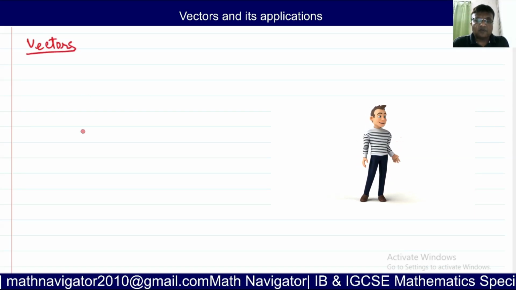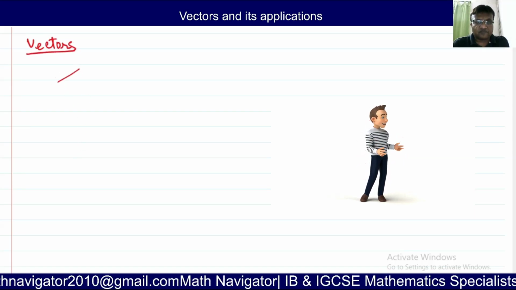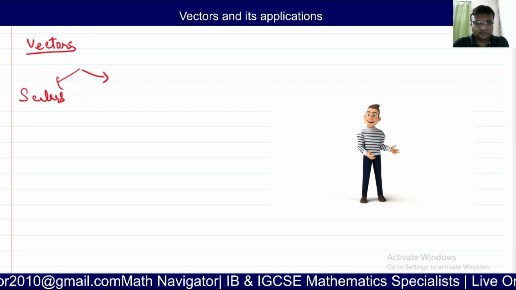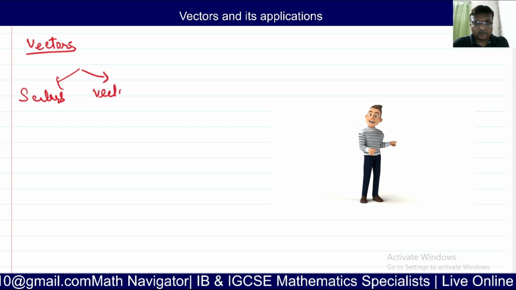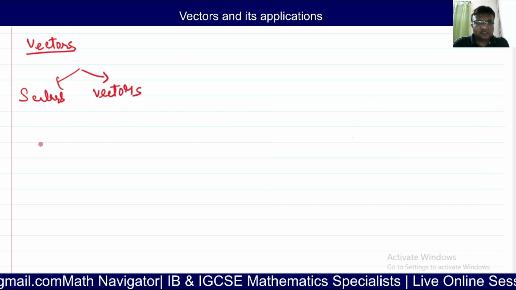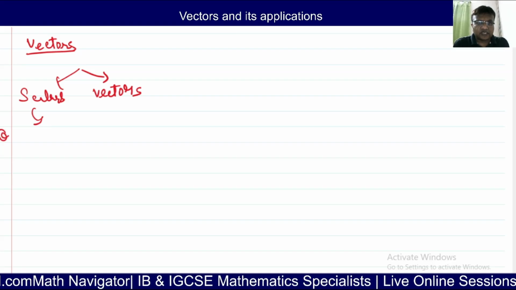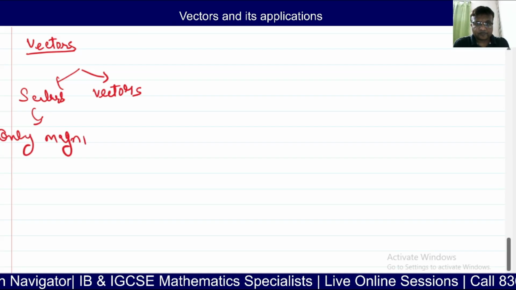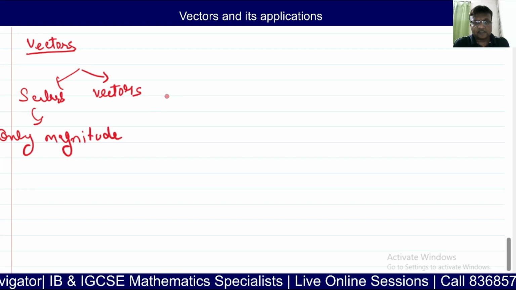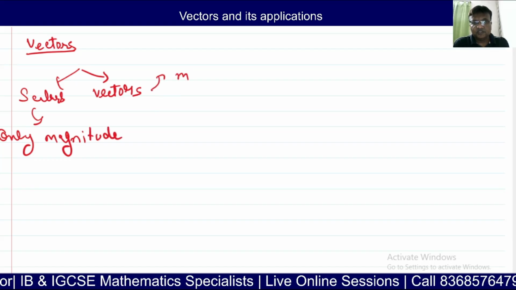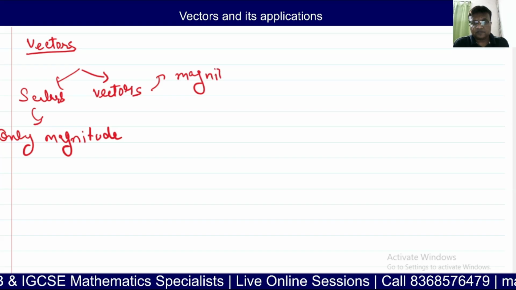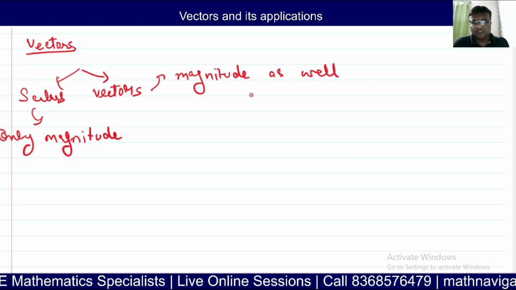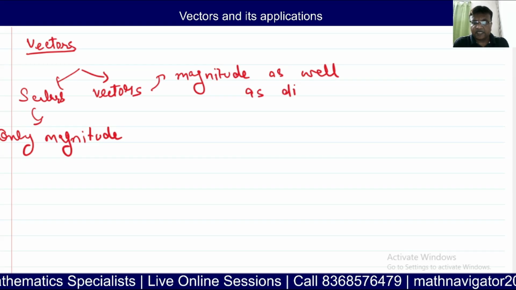So when we are talking about vectors, we know that there are two types of physical quantities, scalars and vectors. Scalars have only magnitude associated with them. And vectors have magnitude as well as direction, right?